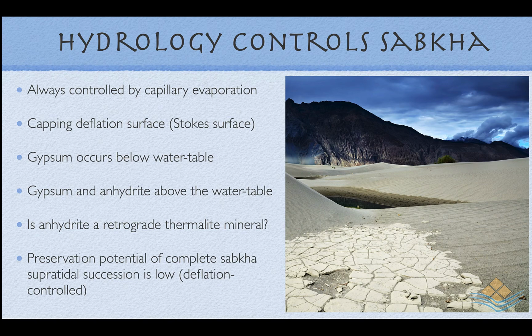where the maximum salinity will sit in the upper 5 to 10 centimetres of the capillary zone directly below a deflationary Stokes surface. Gypsum within that system can occur anywhere in the system, but it tends to be best formed in the Abu Dhabi Sabkha below or at the water table, whereas anhydrite is found above the water table. And this leads to the conclusion, as discussed by Woods et al. in 2005, that anhydrite is most likely a retrograde thermolytic mineral forming via heating in the zone of capillary evaporation.